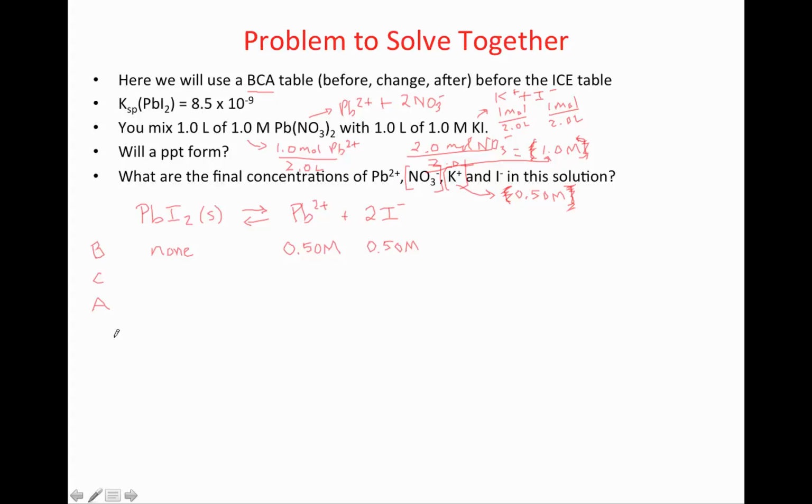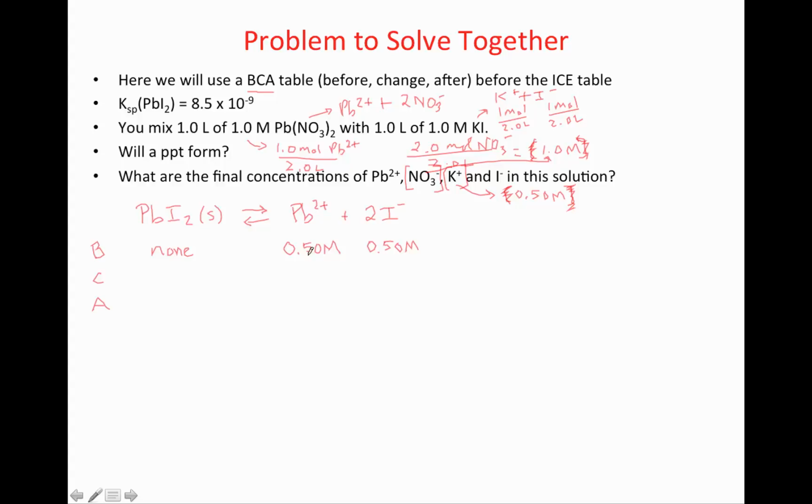So the BCA table gets you pretty close to the truth, and then the ICE table is just the finishing touch to it. So because a precipitate is going to occur, I'm going to let the precipitate occur through this BCA table. Before, my starting point is this. Now I'm going to ask you a question. Do we have enough iodide for all the lead to precipitate?